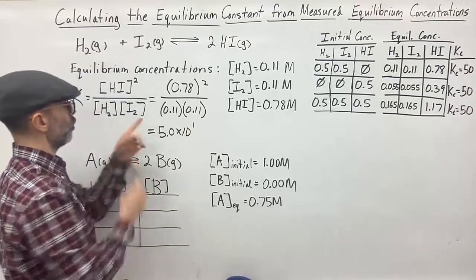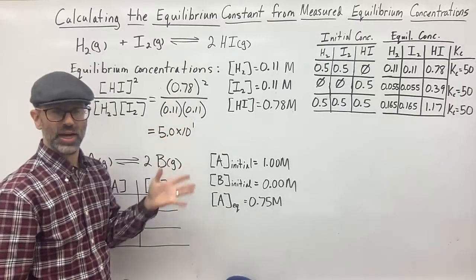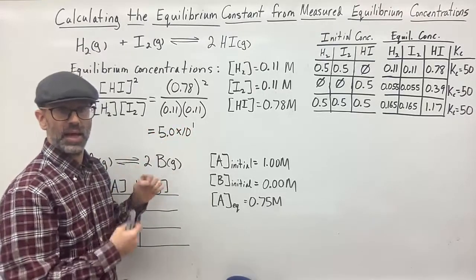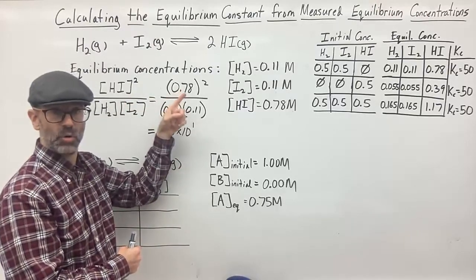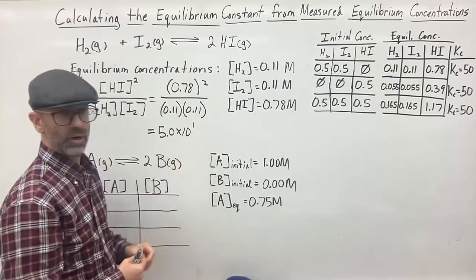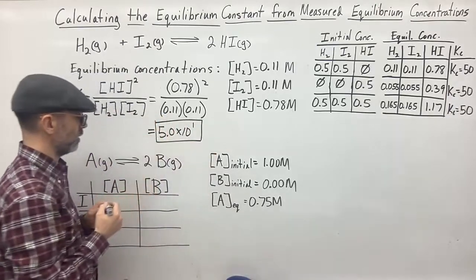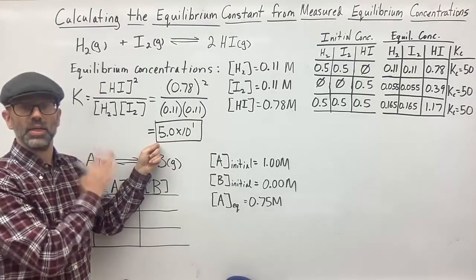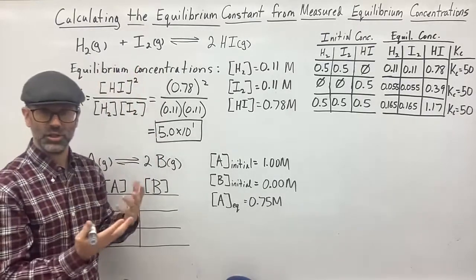Notice that I didn't put any units in there. As long as we're using molarity, we're comparing that to the reference of 1 molar, so it's 0.78 molar over 1 molar. The units cancel out, so there are no units for your value. It's just a unitless number. That is the equilibrium constant for this reaction at a certain temperature.